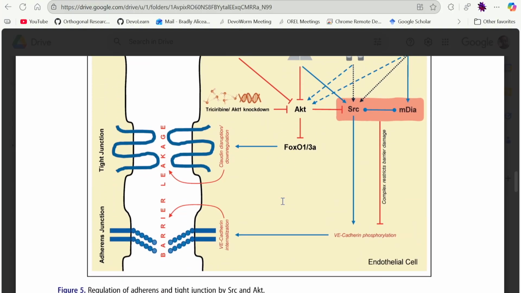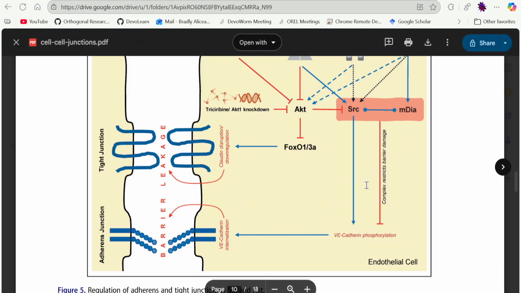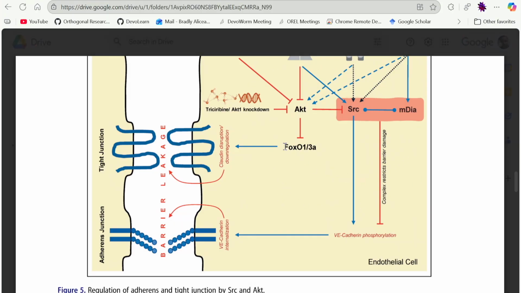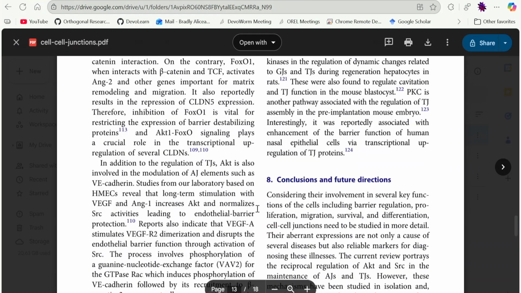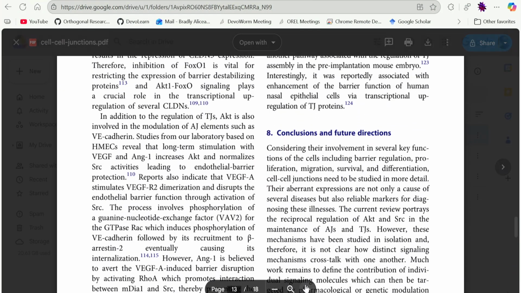And it looks like here that you have this circuit, this molecular circuit. You have FOXO1/3A, which is important in claudin regulation, and you have SRC and MDA, which are important in V-cadherin phosphorylation, which leads to V-cadherin function. Okay, so I think that's it for this review. They have some concluding thoughts here.